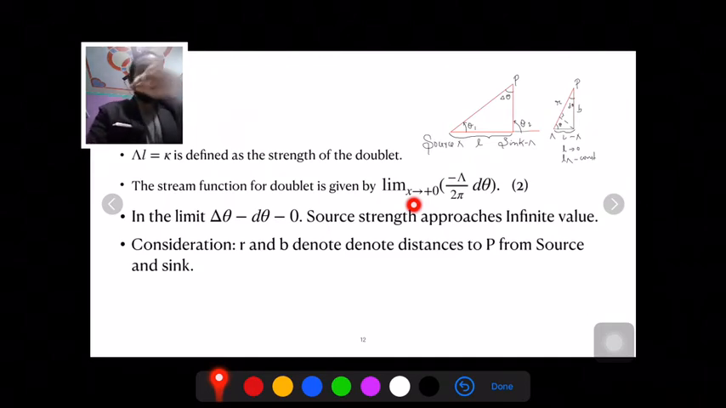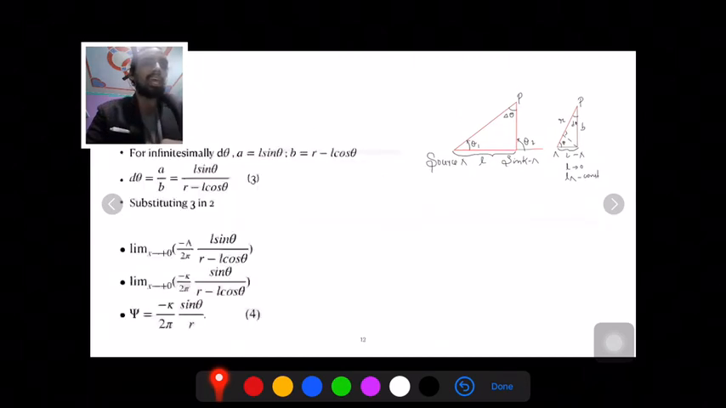Now look at this figure here, consider R and B, the distances from the source and sink respectively. So this is your source, this is your sink. So R and B are the distances from your source and sink respectively. For small d theta, if you see this, A by L is equal to basically sine theta, that is A is equal to L sine theta.